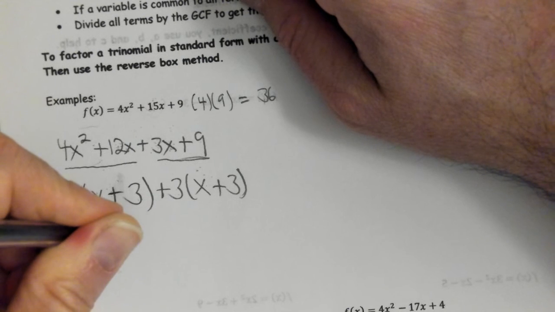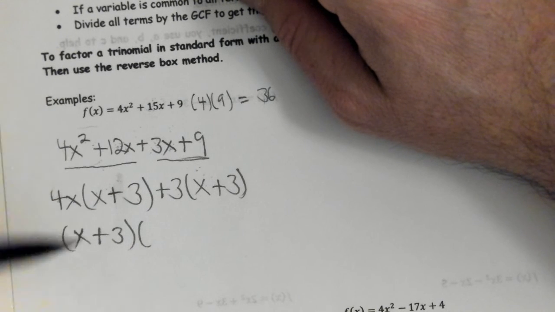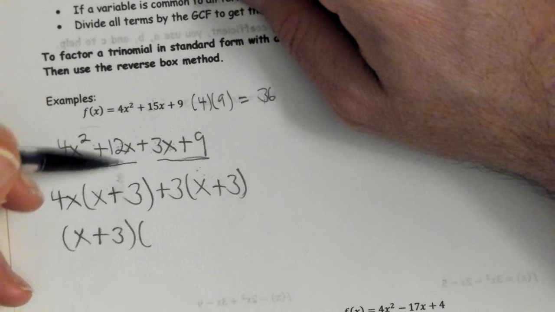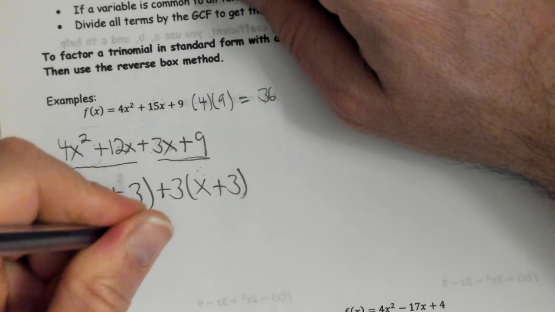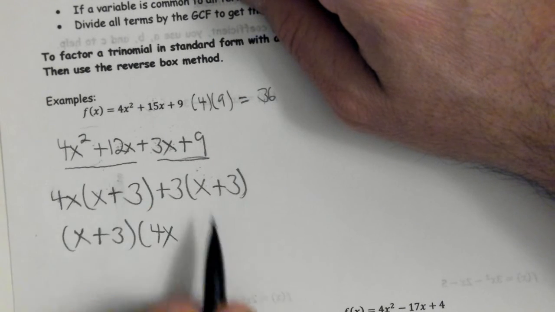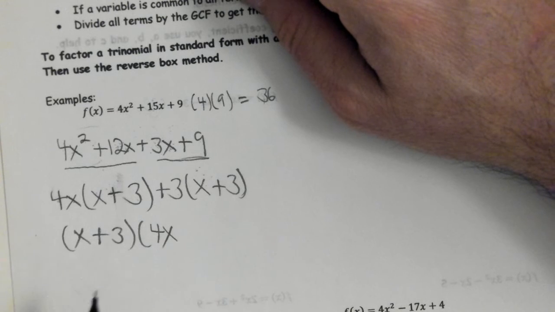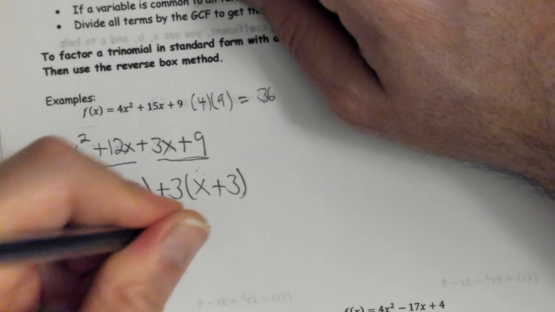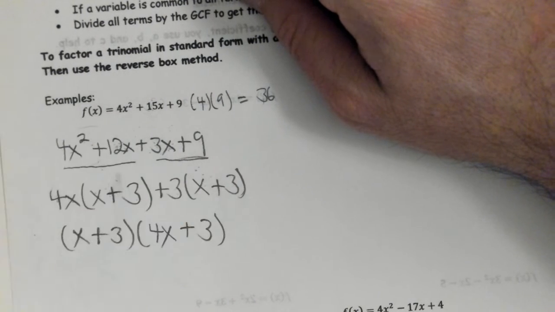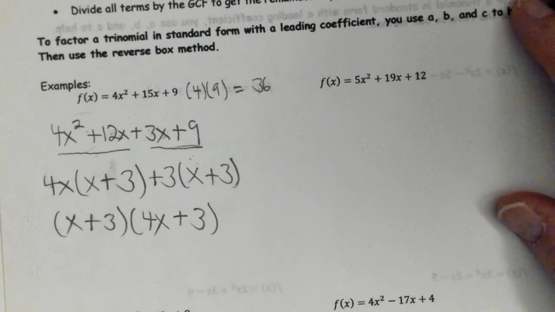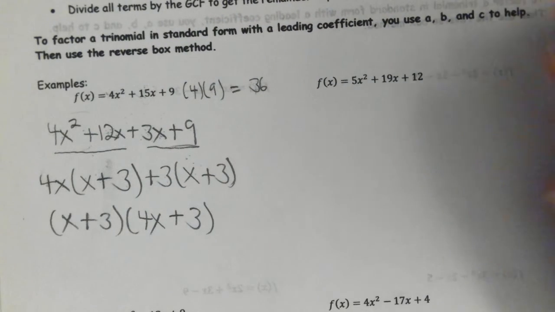Now when I do that and divide it out, what's left in the parentheses? Well, x plus 3 divided by x plus 3 is gone, and I'm left with a 4x. And here, x plus 3 divided by x plus 3 is gone, and I'm left with a plus 3. And that is the fully factored answer for this expression.